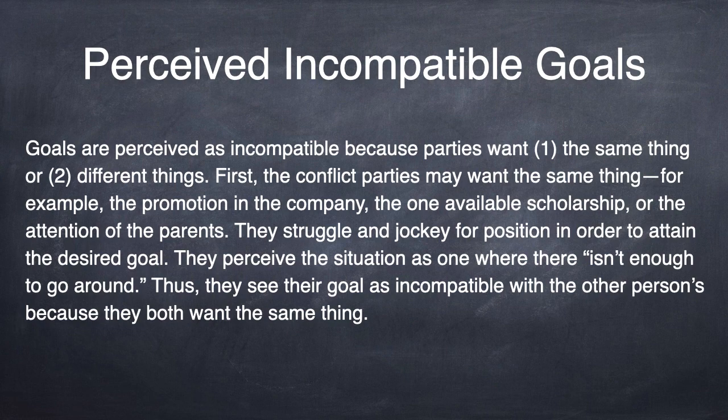They perceive the situation, so let's think of siblings as being in conflict, as one where there isn't enough to go around, as though their parents' love is finite, and that if they can get 3/4, that means there's only 1/4 left for the other. But this does not make sense when you think about love. Love can be infinite. So they see their goal as incompatible because they both want the same thing, and yet they think that that thing is limited.